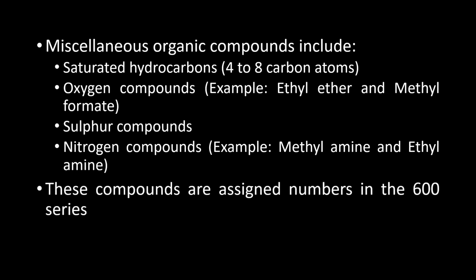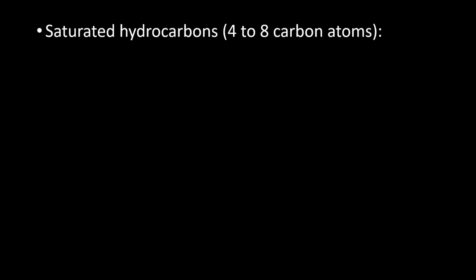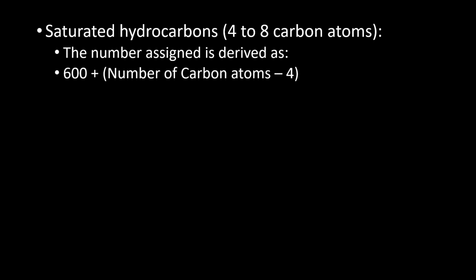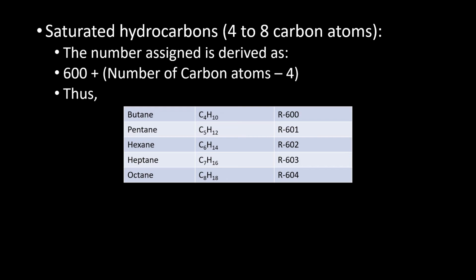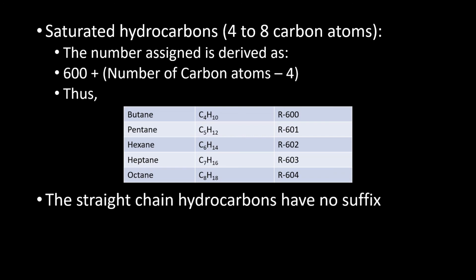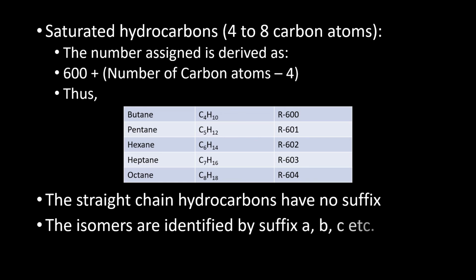These compounds are assigned numbers in the 600 series. In case of saturated hydrocarbons having 4 to 8 carbon atoms, the number is assigned as 600 plus number of carbon atoms minus 4. Thus, butane, which has 4 carbon atoms, becomes R600, pentane, which has 5 carbon atoms, becomes R601, hexane, having 6 carbon atoms, becomes R602, and so on. The straight chain hydrocarbons have no suffix. The isomers are identified by suffix A, B, C, etc.